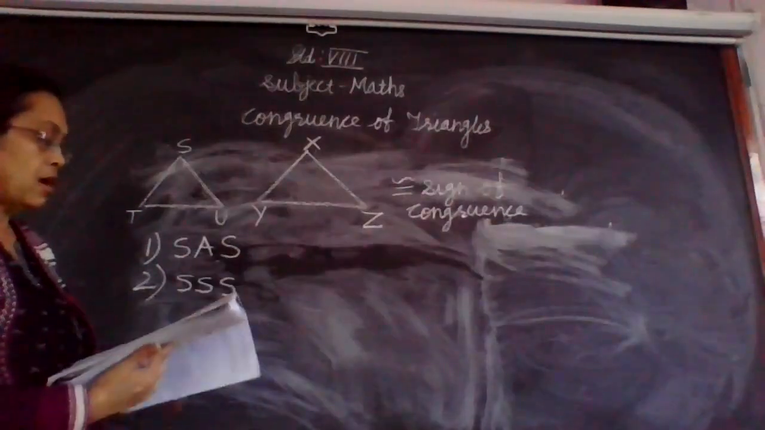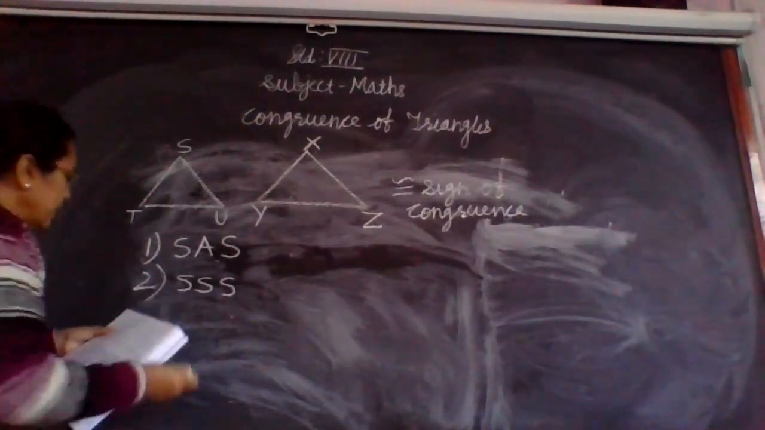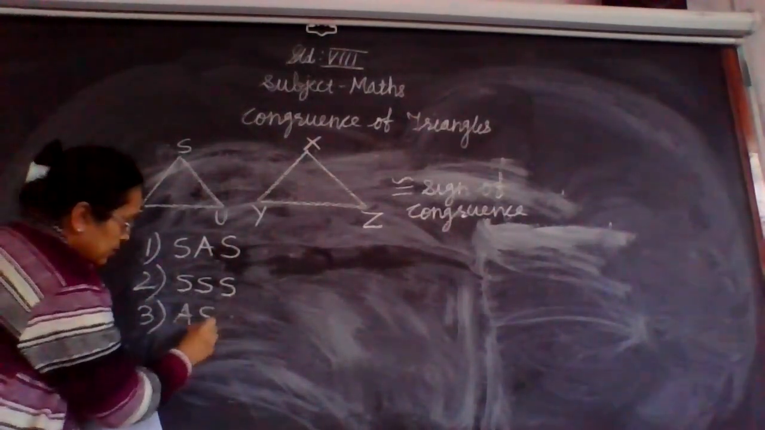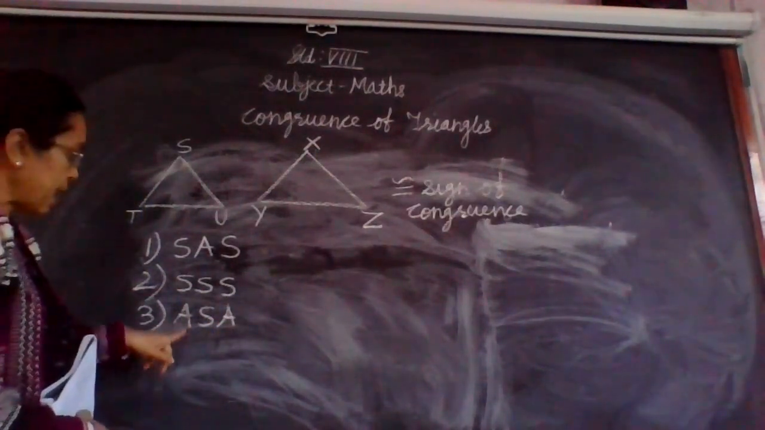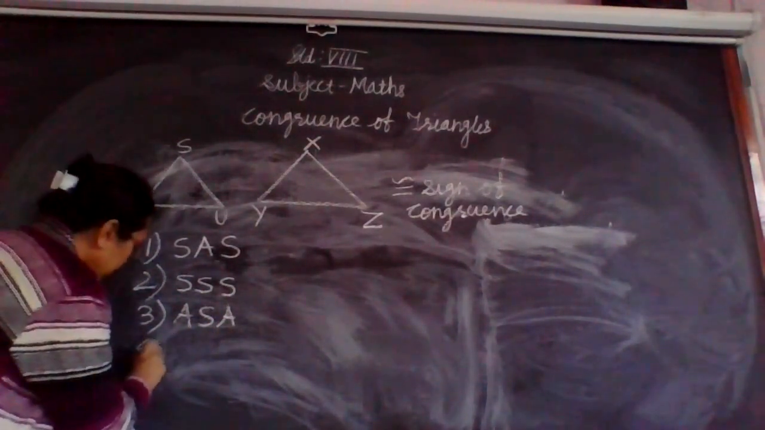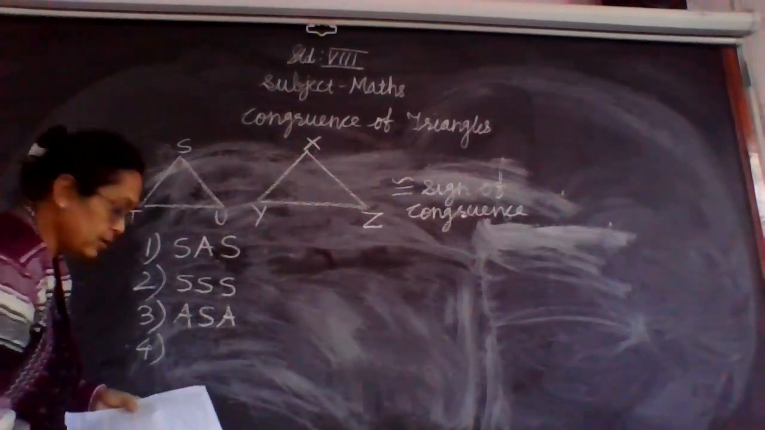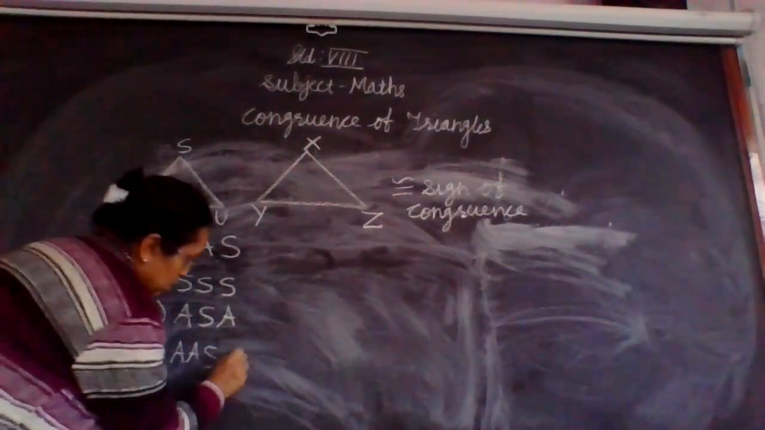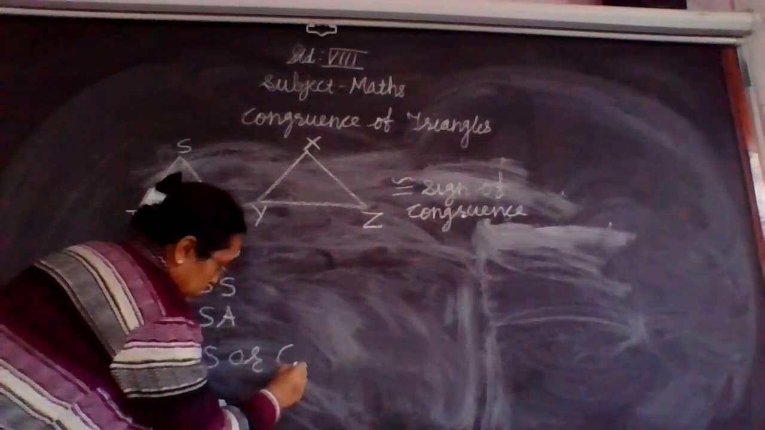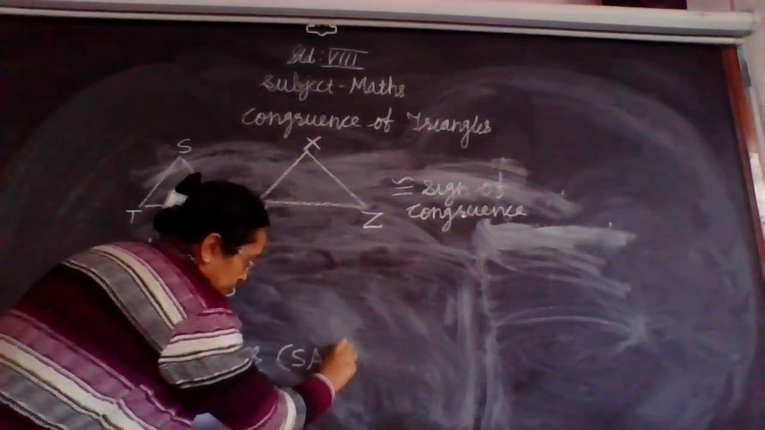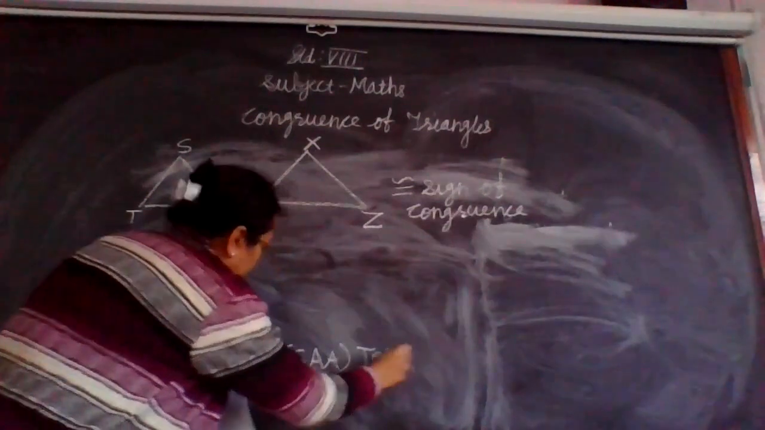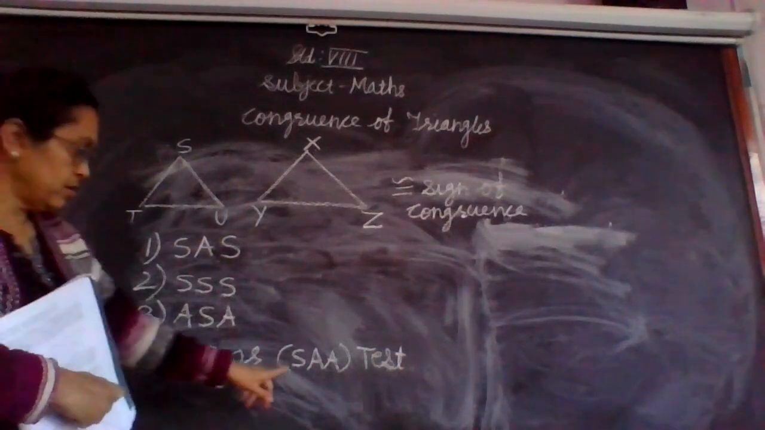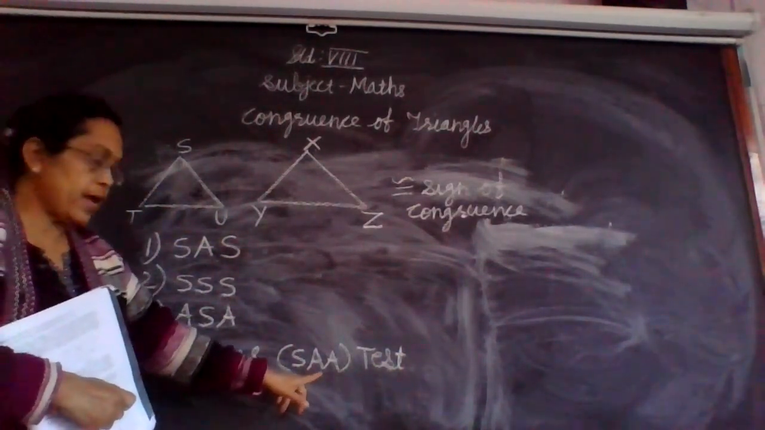Then, third is ASA, that is angle, side, angle. Fourth has 2 angles and 1 side, so it is the AAS test, or the SAA test of congruence. Means here 2 angles and 1 side, or 1 side and 2 angles in this sequence: side, angle, angle.